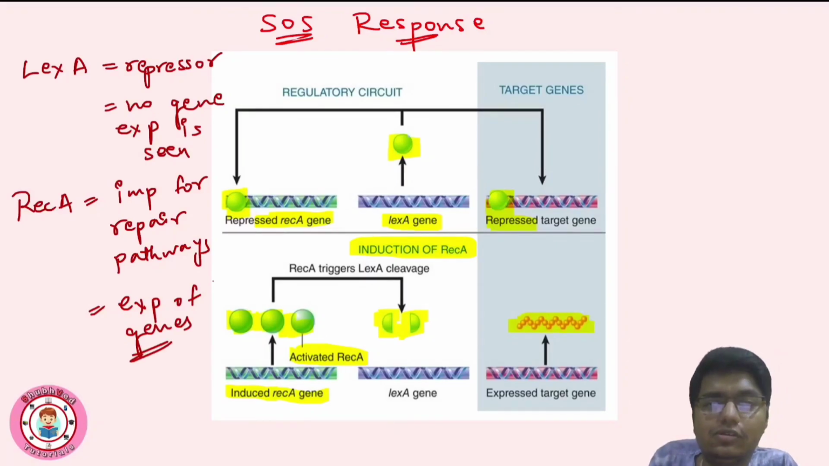So this is all about translesion synthesis and the SOS response, which is important for regulating translesion synthesis, which is a mutagenic process, as well as it can also control the other repair pathways.